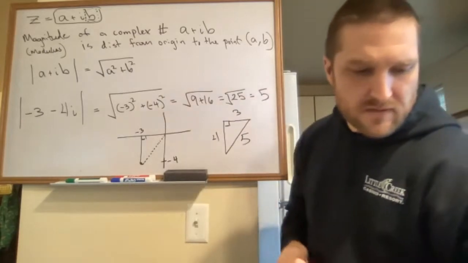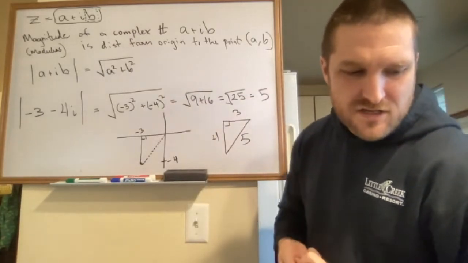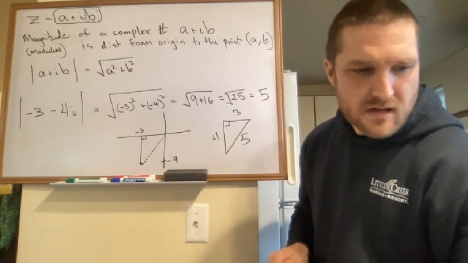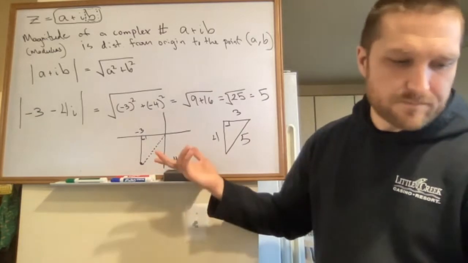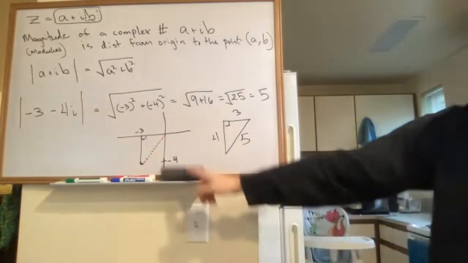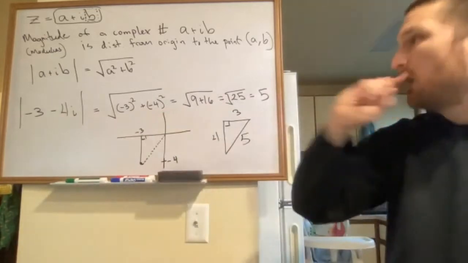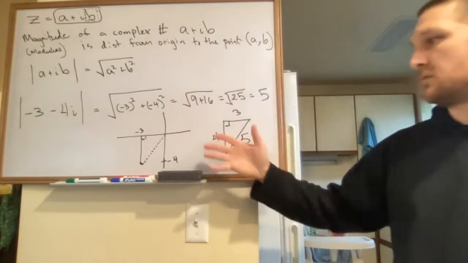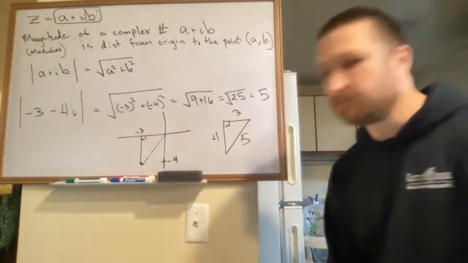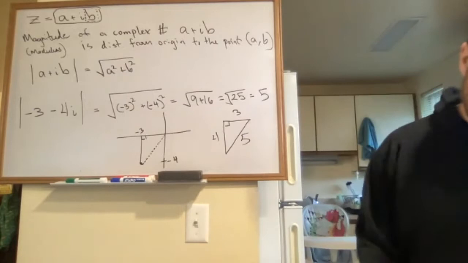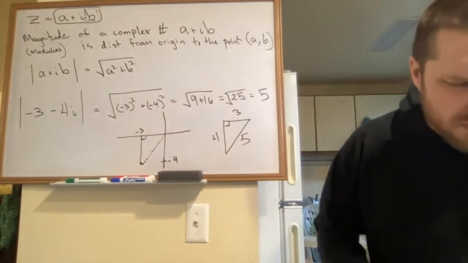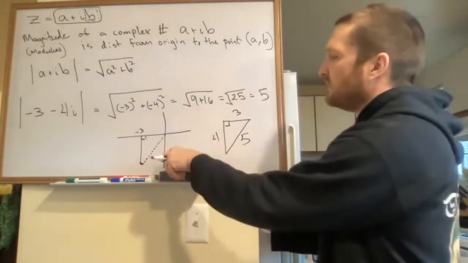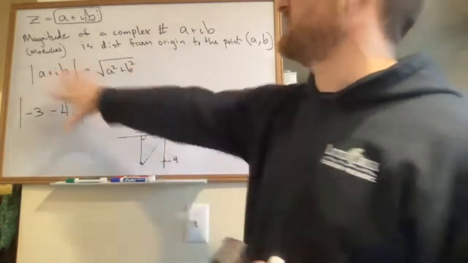In your homework, you are going to have to graph a couple of complex numbers, like the one I just did right there. You're also going to have to find the magnitude of some complex numbers. They call it absolute value, but it's the magnitude. One more thing we need to talk about. Do you feel comfortable with all this so far?